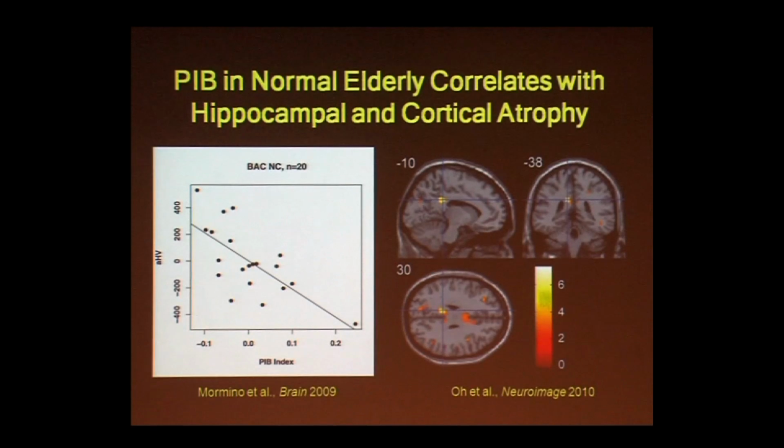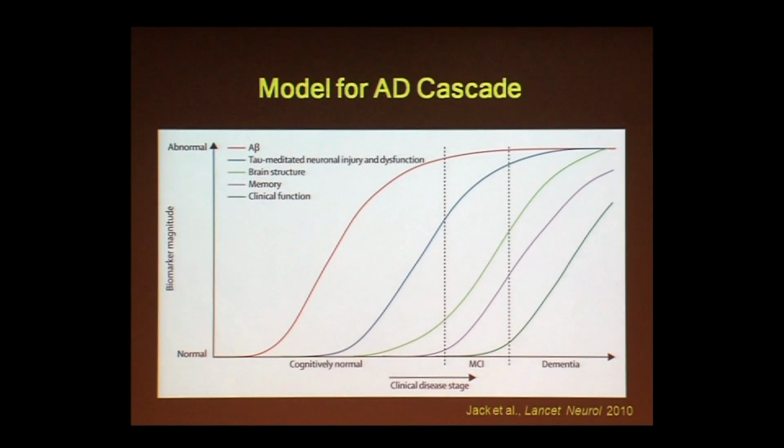And in fact, if you follow individuals over time, those individuals who start off with high amyloid are at much higher risk of developing a decline in their cognitive performance and developing mild cognitive impairment or dementia. So amyloid seems to be at least a major risk factor for this. So this has really changed our thinking about Alzheimer's disease.